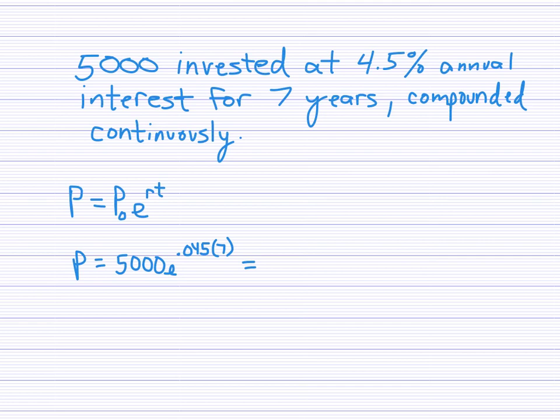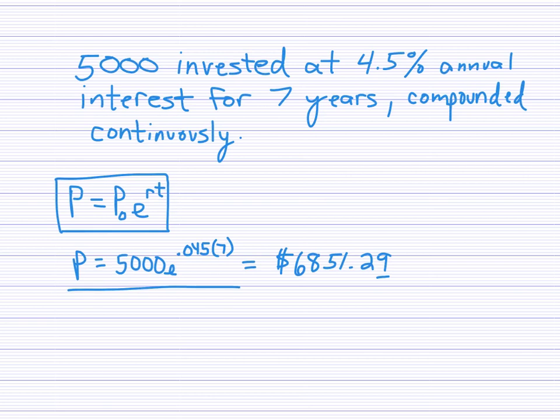Sit tight. So I used Desmos to enter this into the graphing calculator as written, and I got approximately $6,851.29. Remember, we don't round that cents digit. Okay, that's how we do it. Simple formula. Make sure you know how to put this into the calculator. We'll go over that today, and that is continuous compounding.